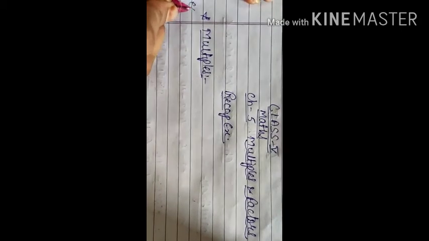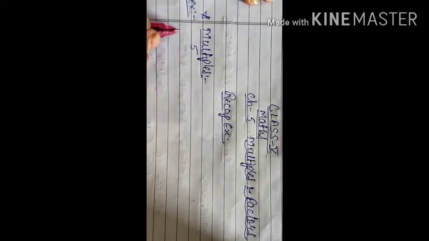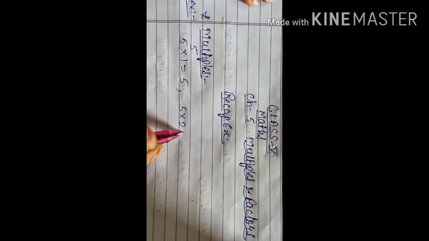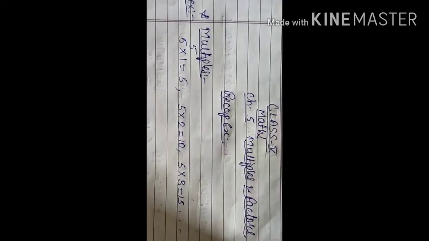For example, suppose you have to find the multiples of 5. In that condition, you will multiply 5 by 1, that will be 5. Then multiply 5 by 2, that will be 10. And then 5 into 3, that will be 15, and so on. That means these 5, 10, 15 are all multiples of 5, because when you multiply 5 by any number, you will get a multiple of 5. Likewise, we can find an infinite number of multiples, because we consider numbers up to infinity.